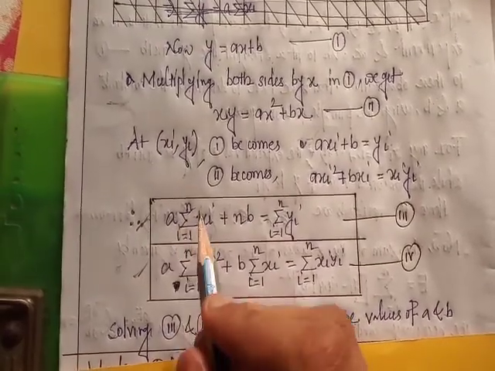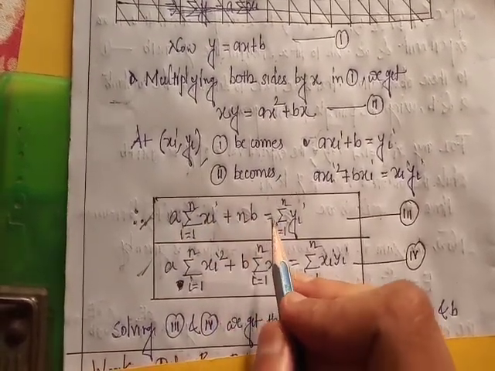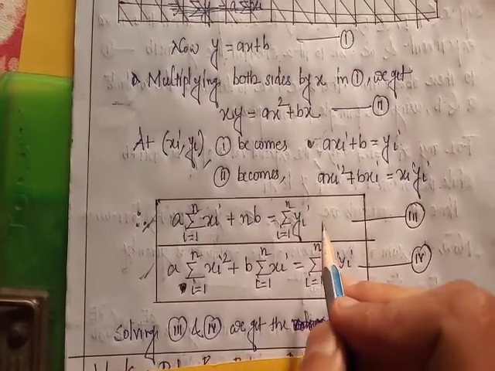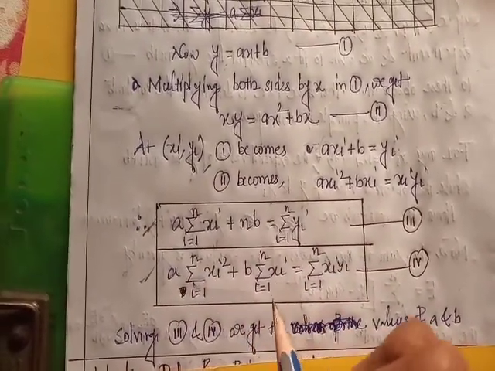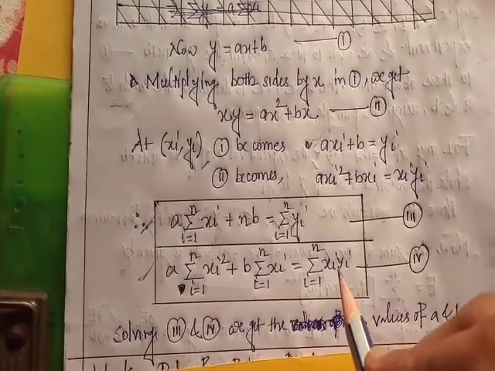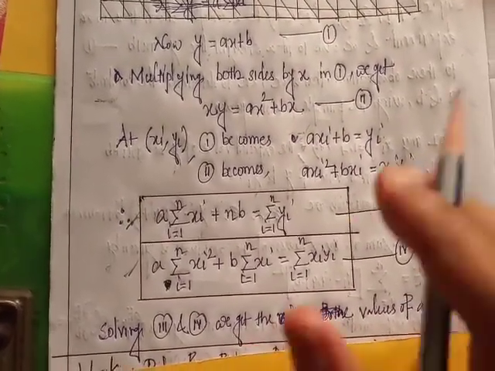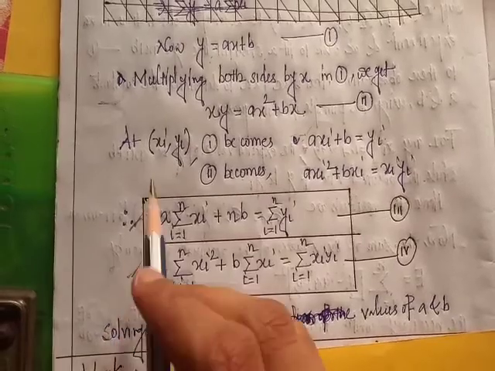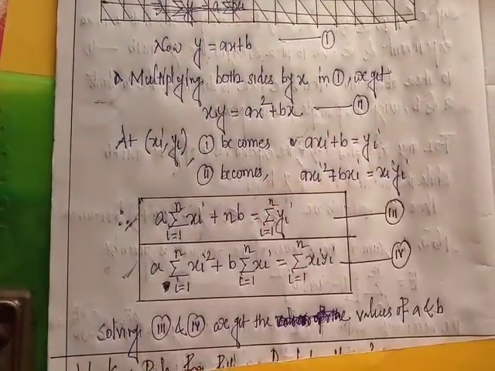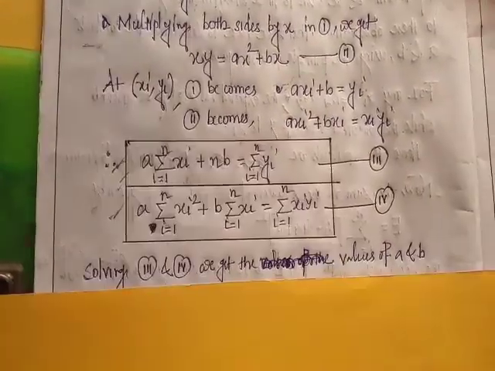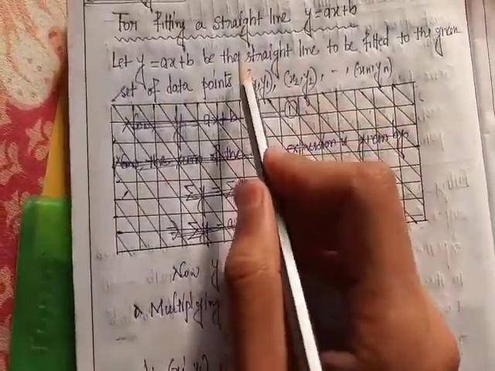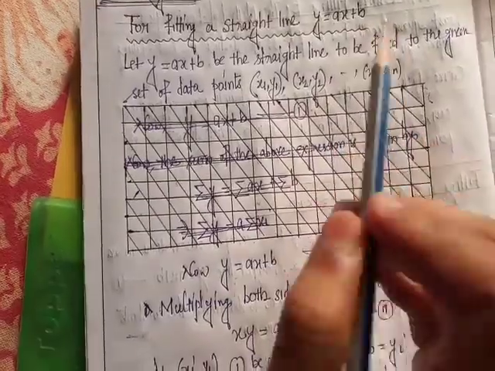a summation over i of xi plus n into b equal to summation over i of yi, and a summation over i of xi square plus b summation of xi equal to summation over i of xi yi. Solving these two equations, we get the values of a and b. Please remember these two results for fitting a straight line y equal to ax plus b.